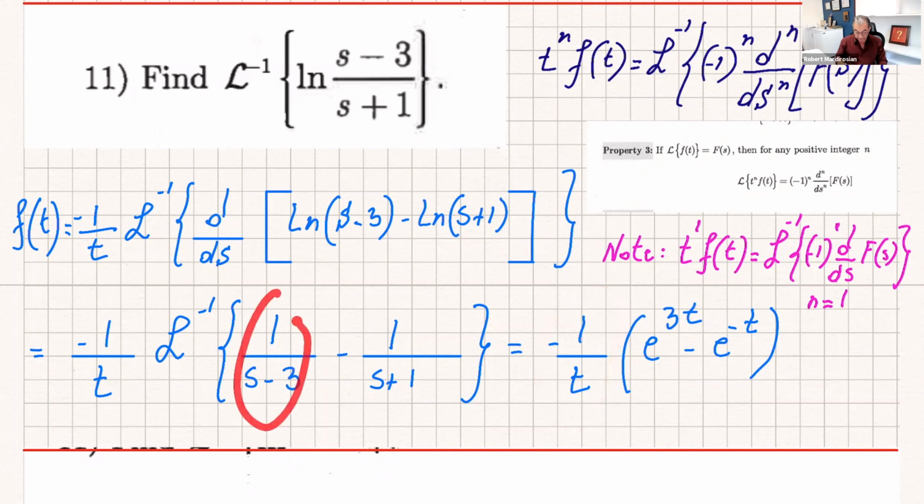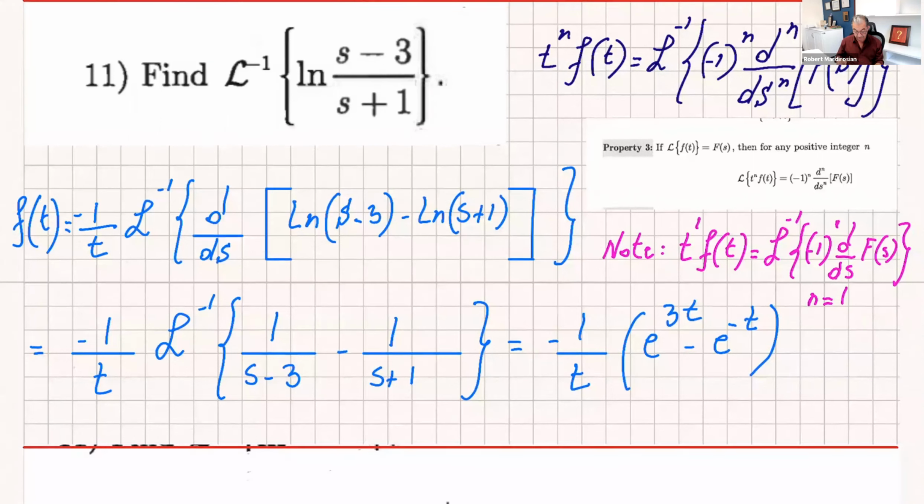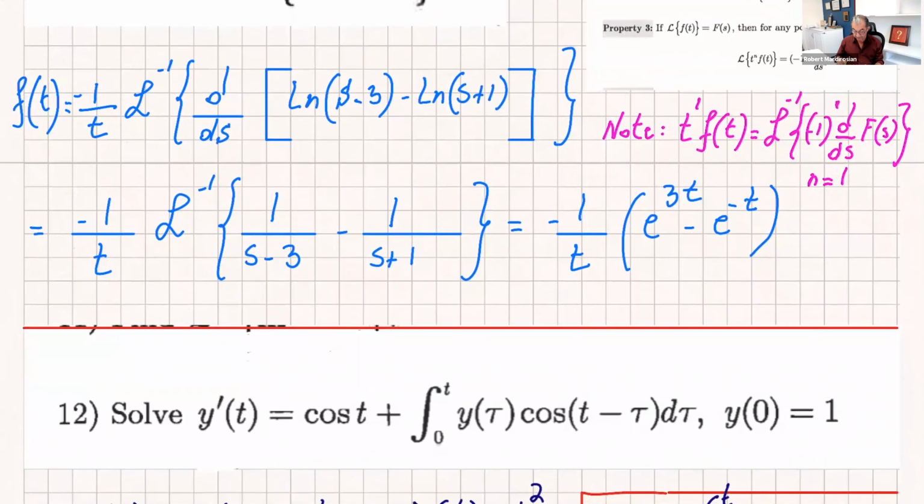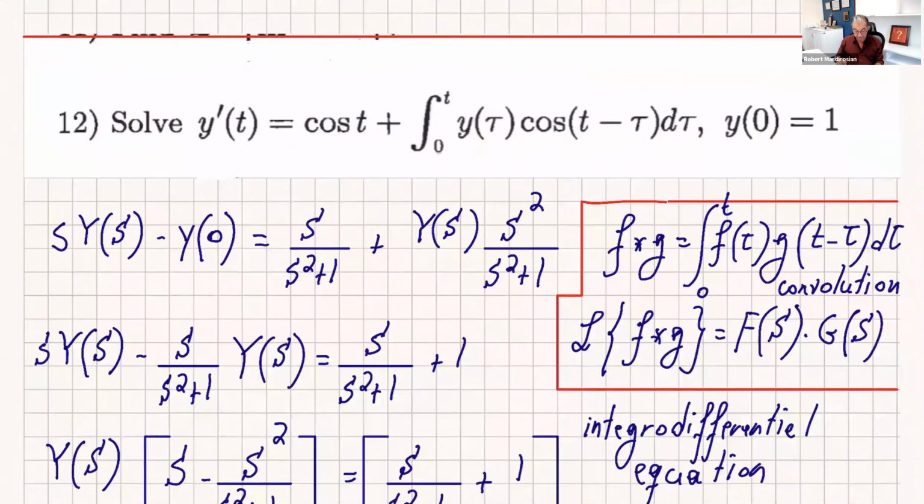The Laplace inverse of 1 over (s minus 3) is just e to the power of 3t. Please know those functions. And for 1 over (s plus 1) it is e to the -t. So make sure to go over the simple Laplaces and the inverses also.